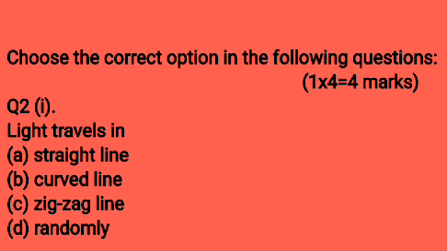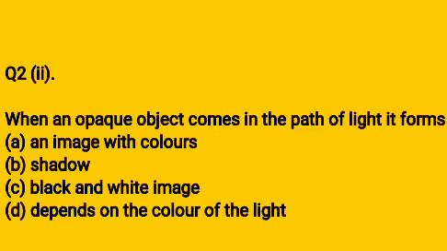Now we are going to see the second part of question 2. This is also to choose the correct option from the following. Choose it and write it. The question is, when an opaque object comes in the path of the light, it forms.